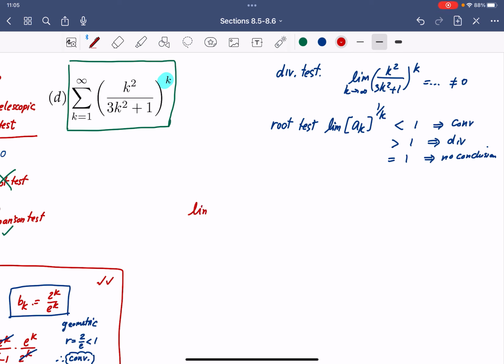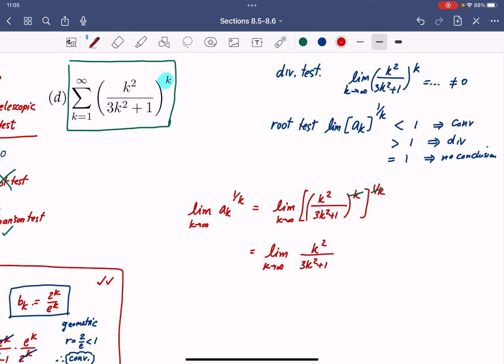So we're going to do the limit of a subscript k to the 1 over k here, which is the limit of k squared over 3k squared plus 1, to the k, and then you raise everything to the 1 over k. Because inside the bracket is your a subscript k, and then you raise to the 1 over k one more time, because this is the root test. And bam, k and 1 over k cancel out. Beautiful. So you have k squared over 3k squared plus 1, which is actually 1/3, and that's less than 1. So the series is convergent by the root test.